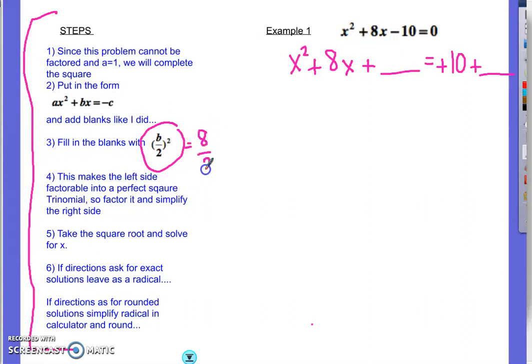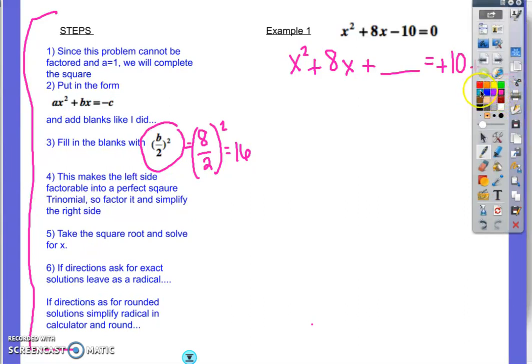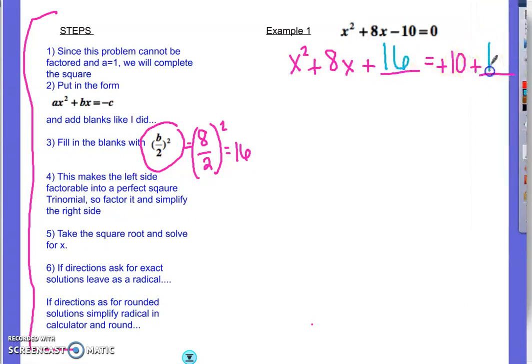I'm going to divide 8 by 2 and square it. So 8 divided by 2 is 4, squared is 16. That goes in my blank. Okay. Fill in the blanks with that simplified. Okay. I'm going to kind of draw a line here so we don't get that confused.